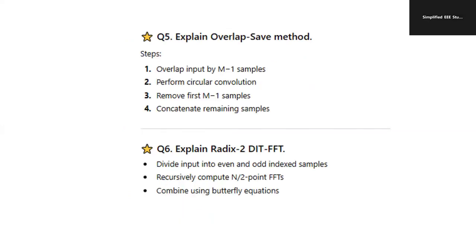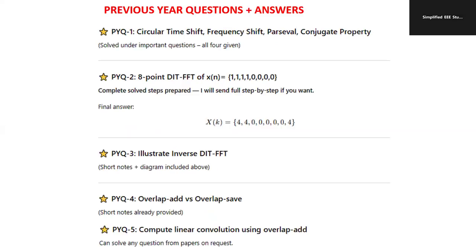Another one is the overlap save method. Overlap the input with M minus 1 samples, perform circular convolution, remove the first M minus 1 samples, then concatenate the remaining. These are the suggestions from my side.